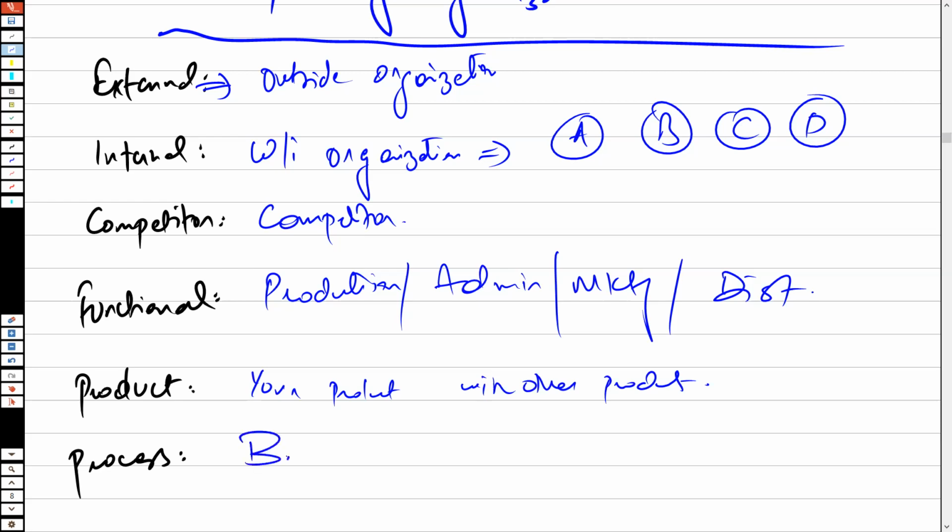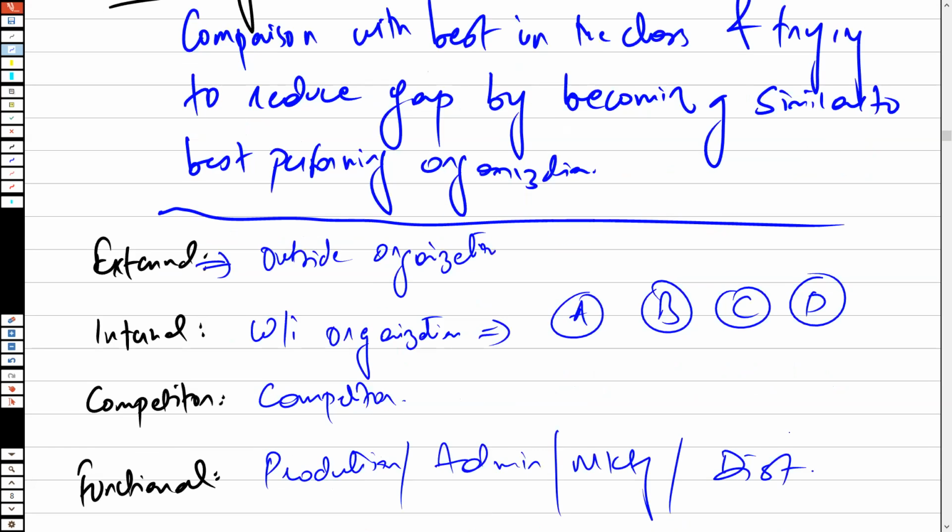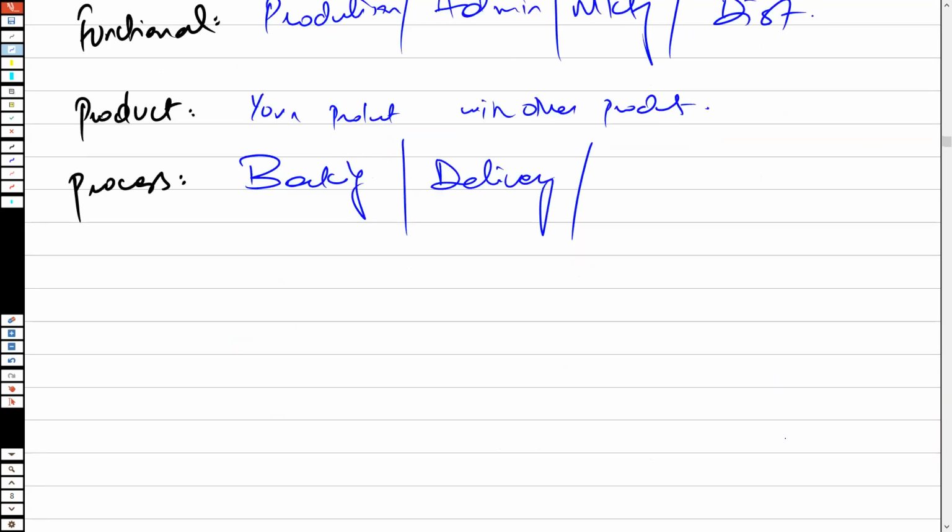Process benchmarking: again, there could be different types of processes. For example, baking is a process, delivery is a process, etc. So when we talk about the concept of benchmarking, just try to understand this concept: under benchmarking, you compare yourself with the best performing organization and you try to be like them.